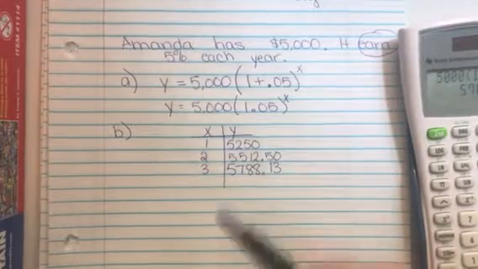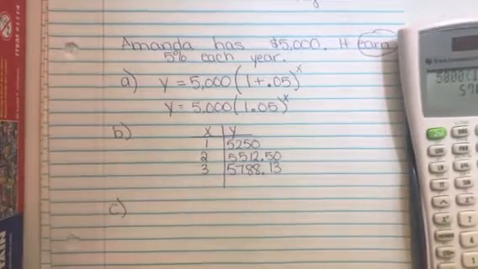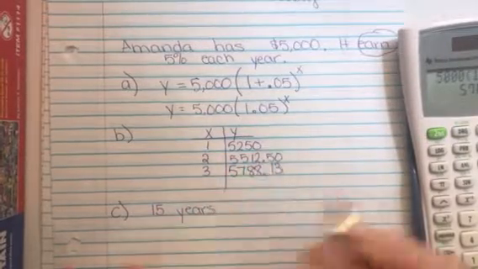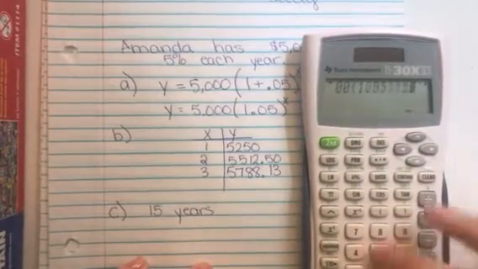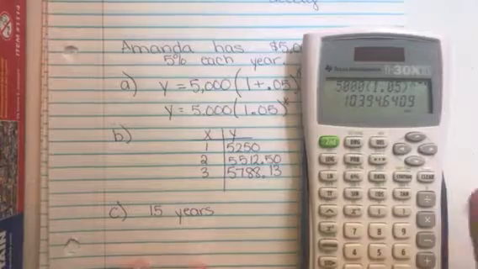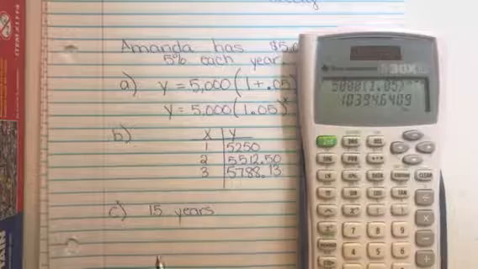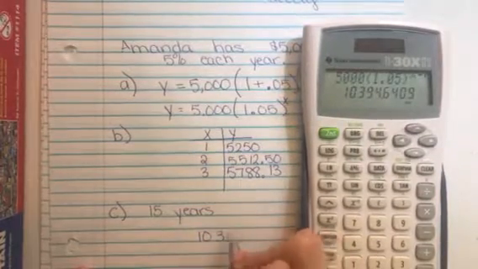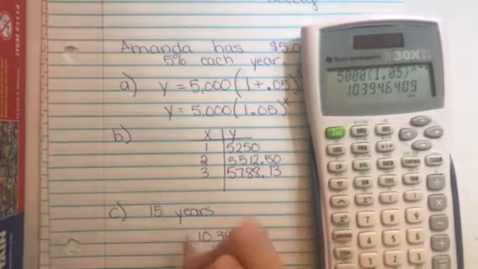I'll now have $5,788.13 in the account. Now, obviously making a table for every single year isn't necessarily practical. So maybe if I want to know how much the account will have in 15 years, right? I don't need the entire table. I can just use that same formula and plug in 15. Okay, so in 15 years, I'll have $10,394. And we have to round, so 64 cents.